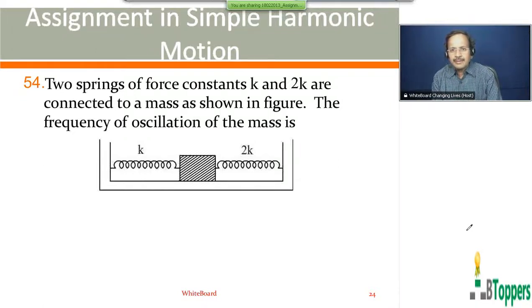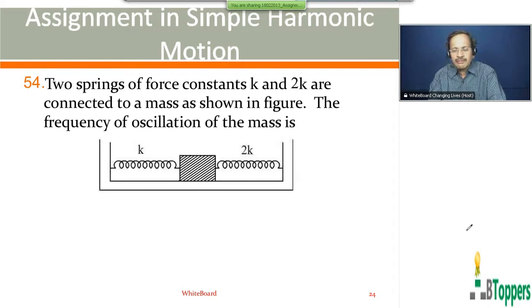So in the previous class I have completed discussion of solutions for the questions in the assignment in simple harmonic motion up to question number 53. Starting from 1 to 53 I have completed. So in this class I am now going to discuss the solutions for the last 7 questions in the assignment in simple harmonic motion, I mean 54 to 60.